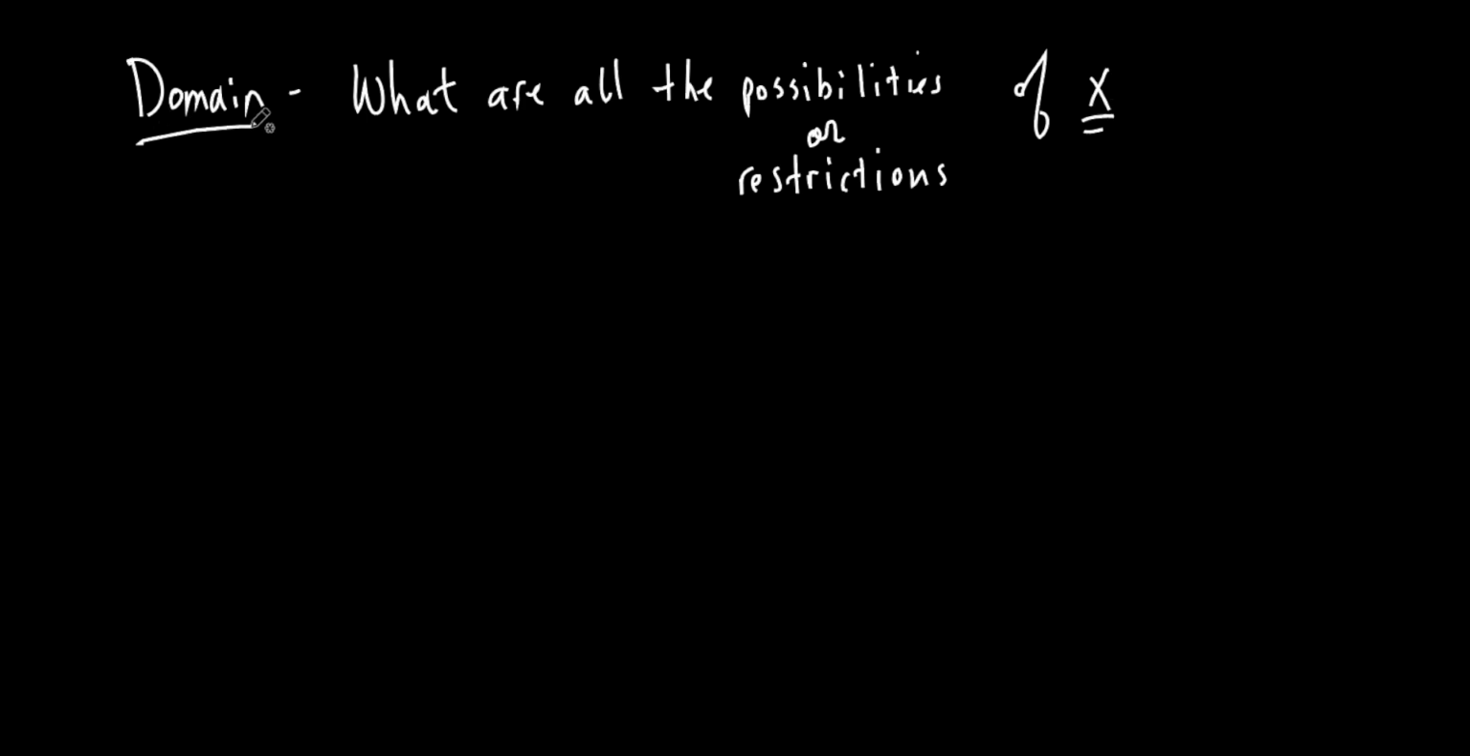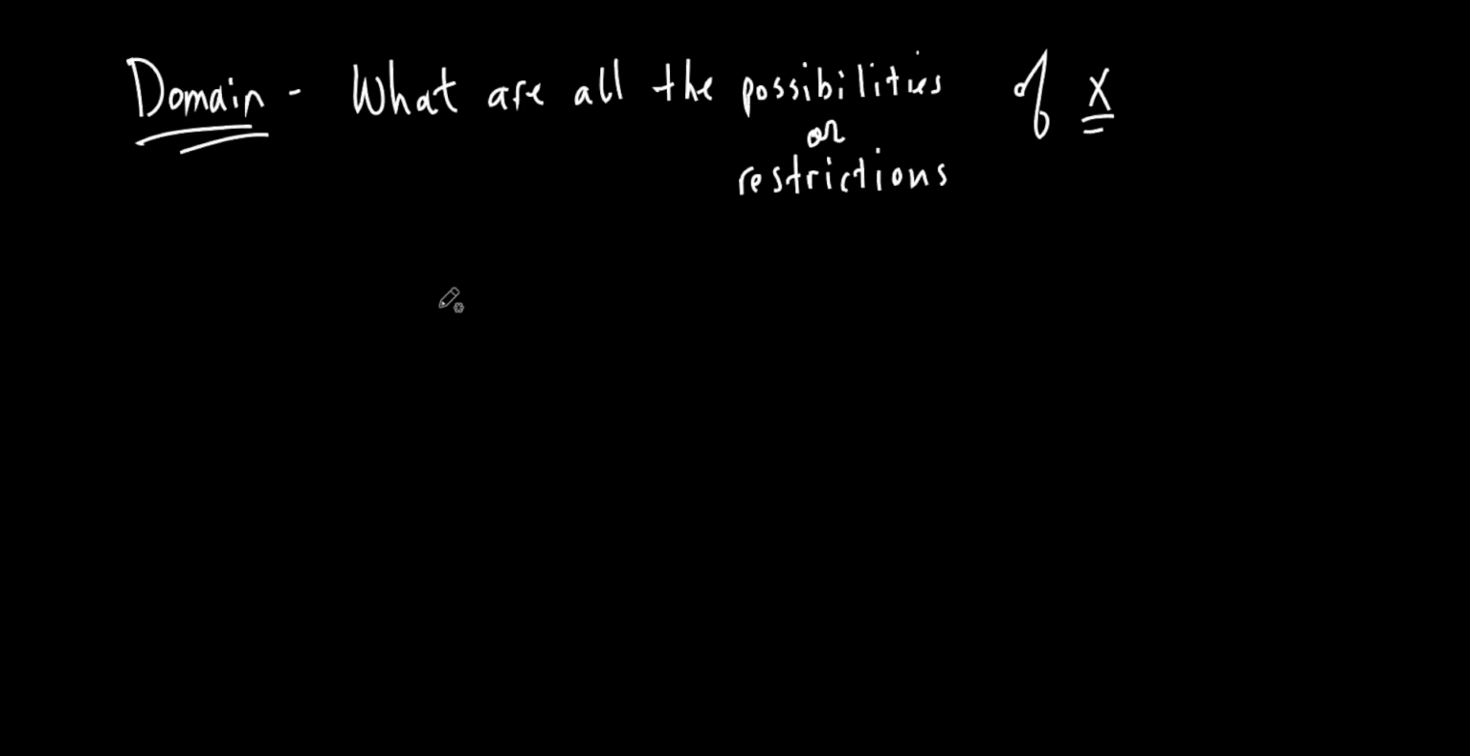And domain goes with x. We're not going to talk about this today, but maybe another day we'll talk about it. The range, remember I said domain and range earlier? The range goes with the possibilities. What are all the possibilities of, what do you think? Of y. Good. All right, but today we're just going to talk about x.